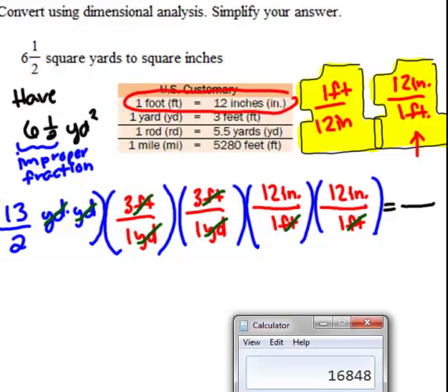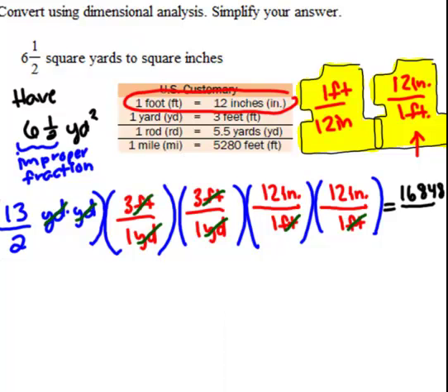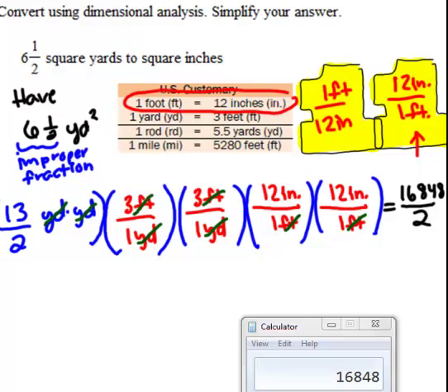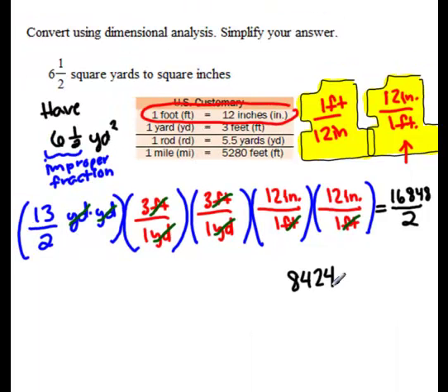And we get 16,848 over 2 times 1 times 1 times 1 times 1, which is 2. Do the division, and we get 8,424. And the units are square inches. And we're done.